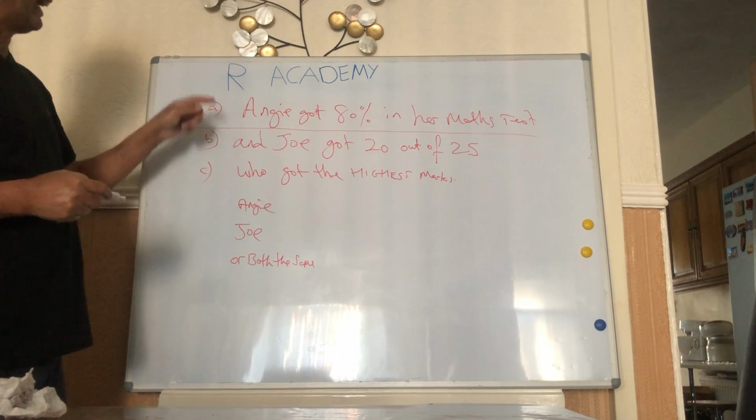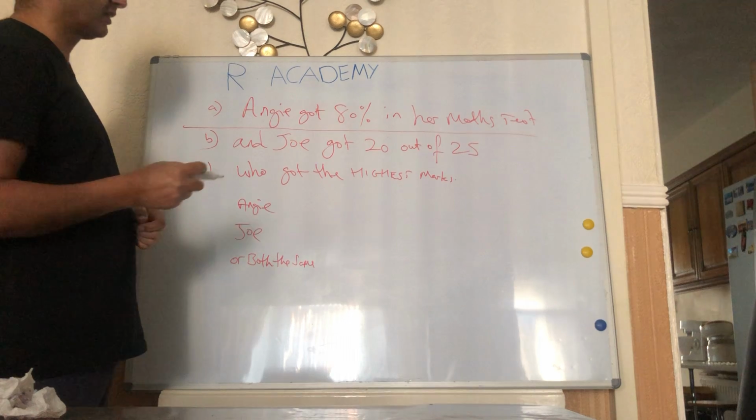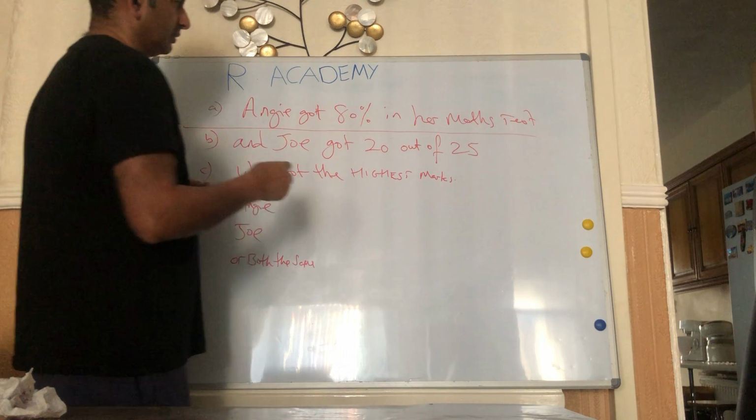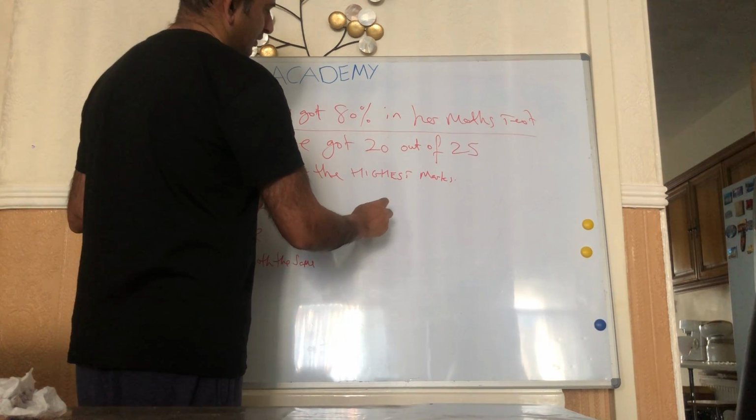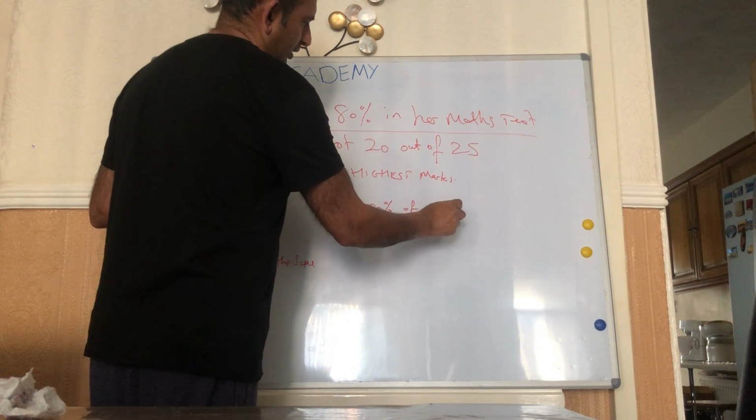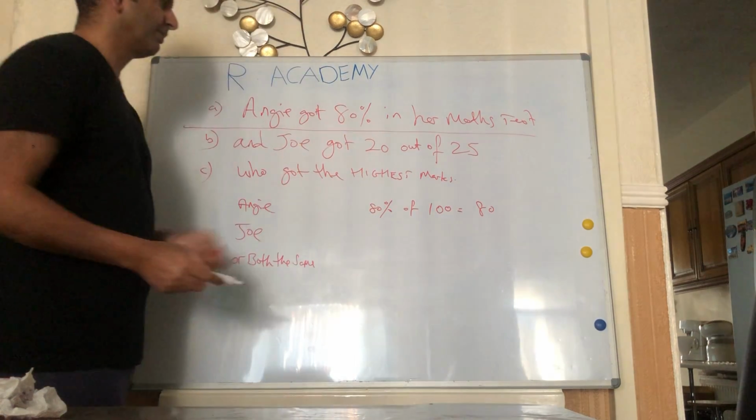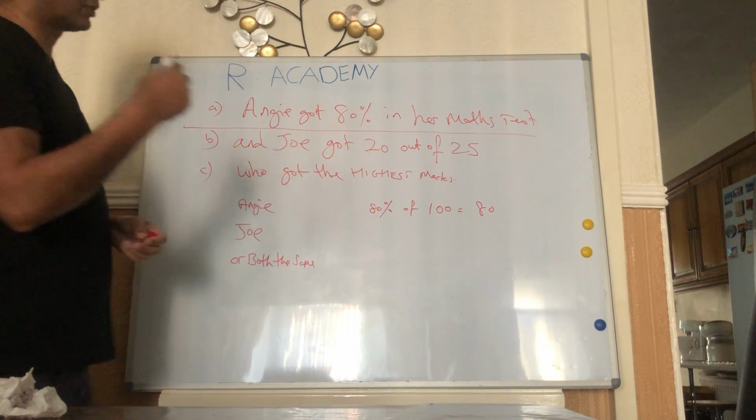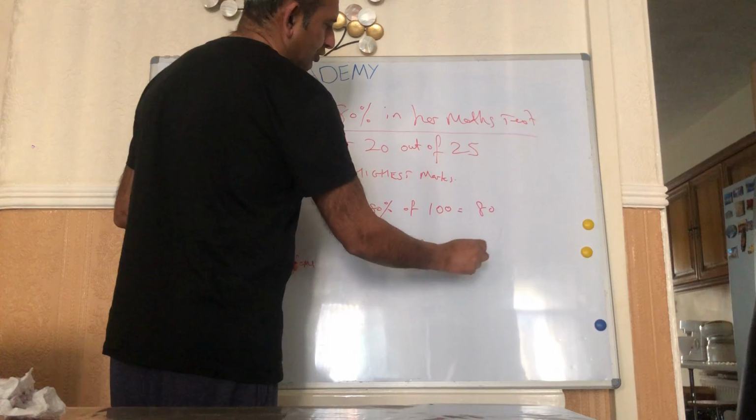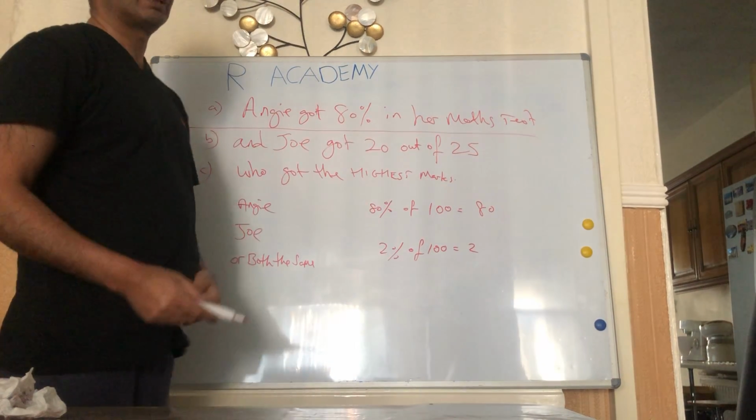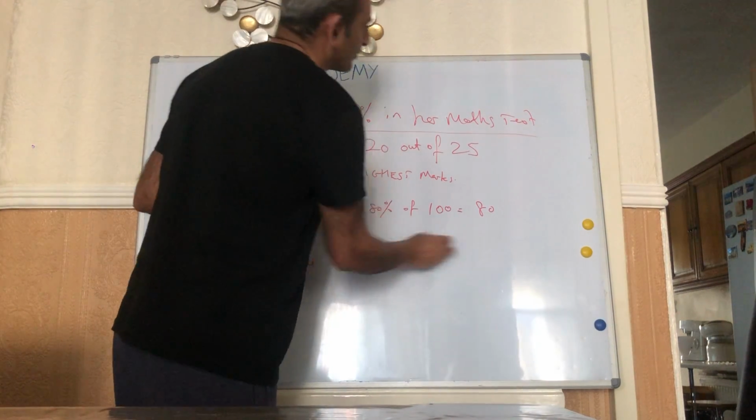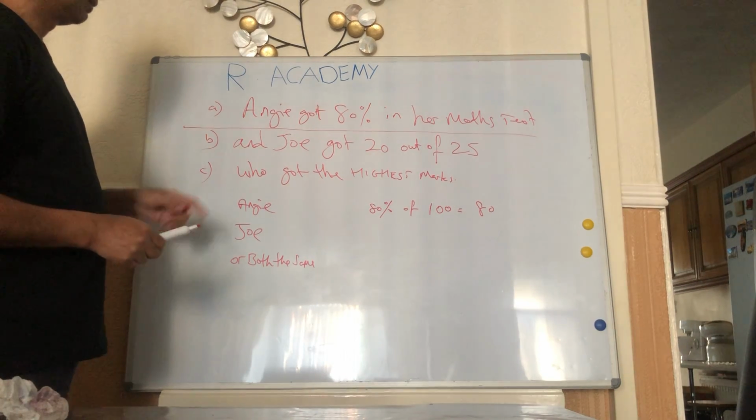So if we work on A, Angie got 80% in her maths test. So 80% of 100 equals 80. So we know that, yeah? Coming back to what we said before, 2% of 100 equals 2, then 80% of 100 will equal 80. You're used to that by now, I hope. So we've answered Angie's.